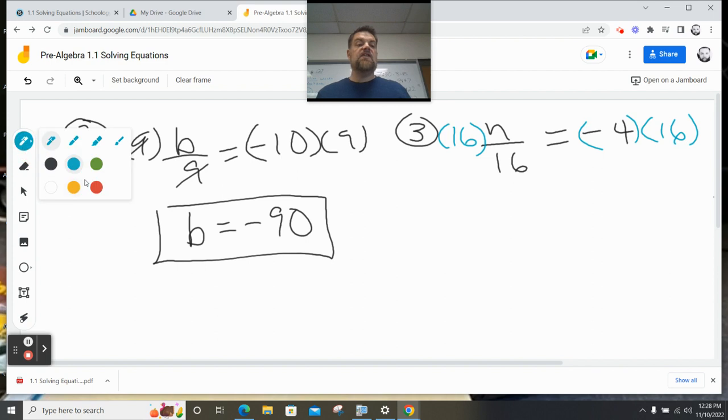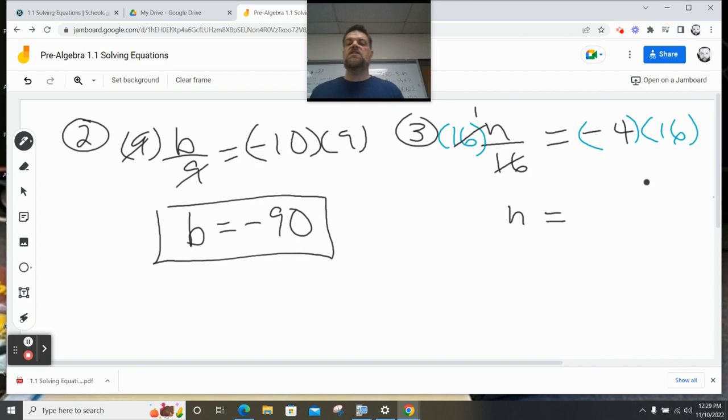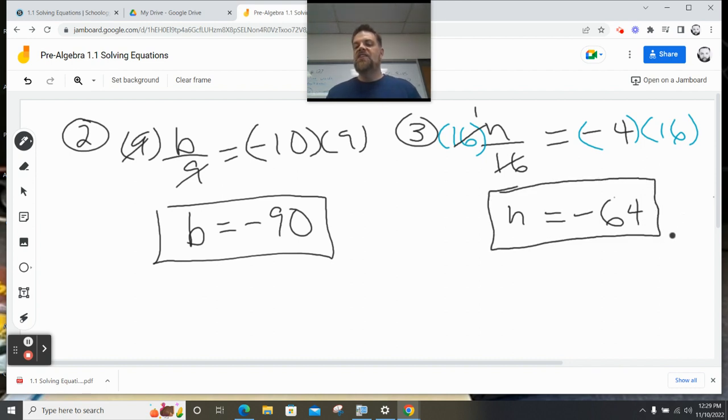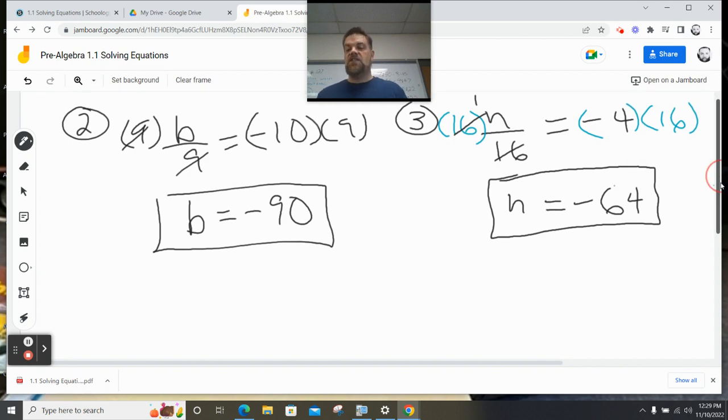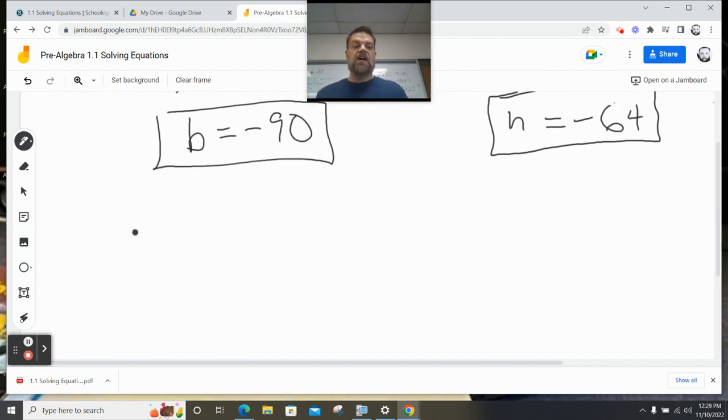What's 16 divided by 16? 1. What's 1 times n? N. What's negative 4 times positive 16? Plug that in your calculator. No, you did it wrong. It's negative 64. You did 16 to the 4th power is what you did. Or you squared it or something. But anyways, it's n equals negative 64. Does that make sense? Thank you. All right, I'm going to move on to the next one.